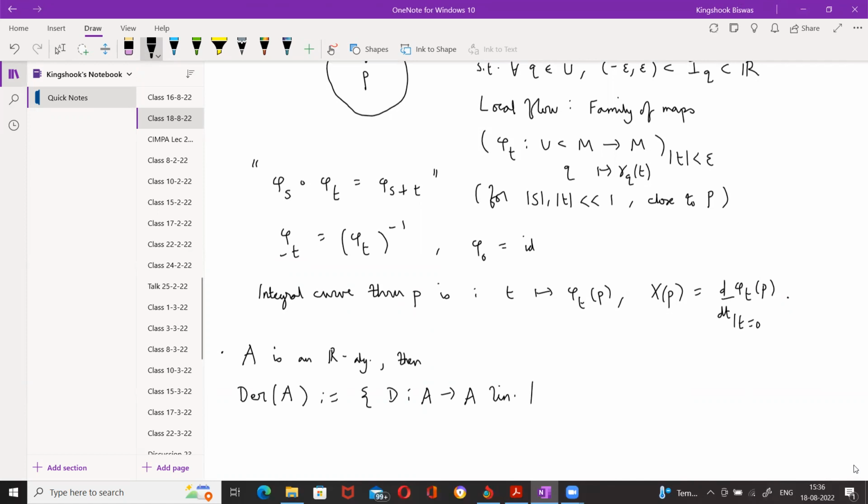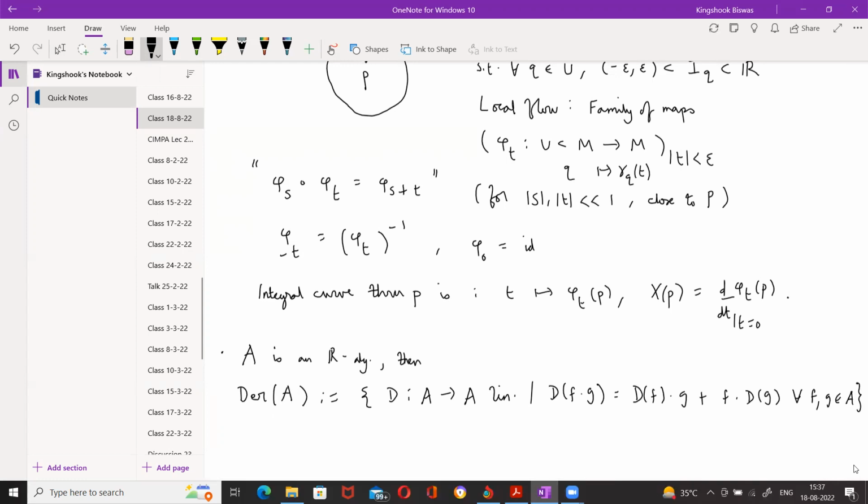Such that D satisfies the Leibniz rule. D of F times G is D of F times G plus F times D of G, for all F, G in A.